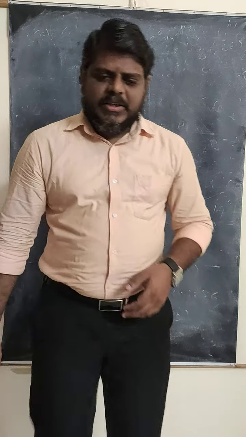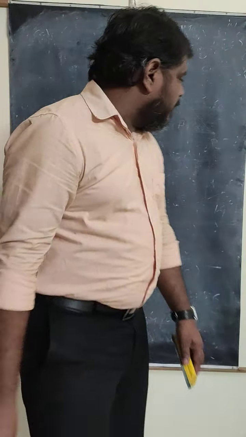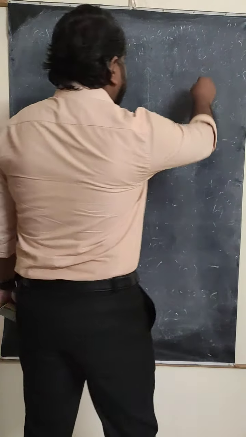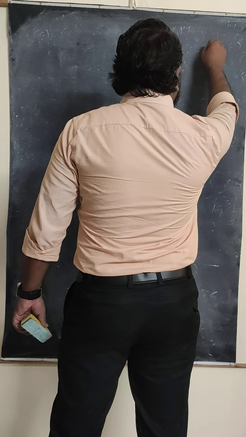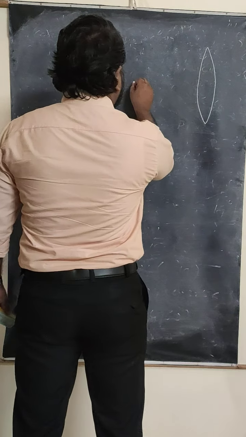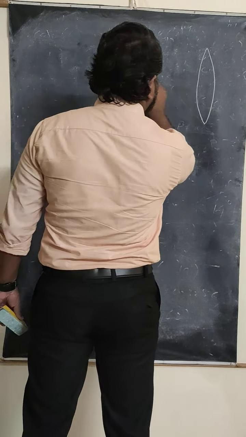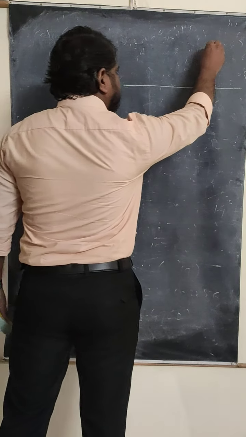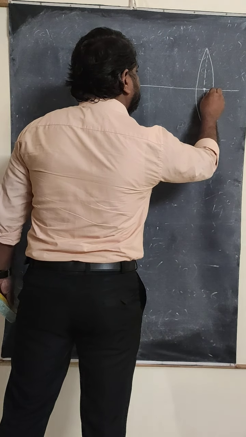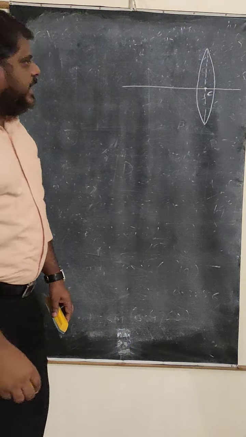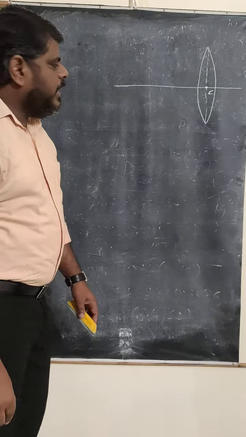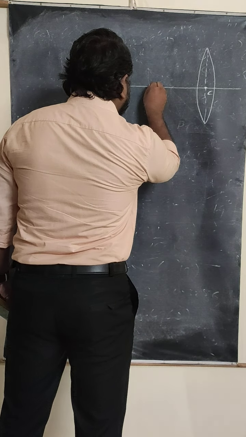Okay, so let us start with the simple microscope. Just now I told you that it is nothing but a magnifying lens. So here I am taking a magnifying lens, and let us say this is the principal axis. If I take a straight line here, this is the optic center C. Now we are taking the principal axis, and this point is the principal focus F.